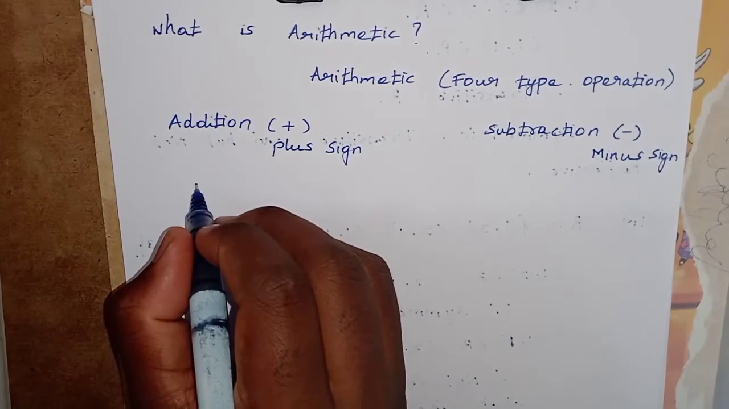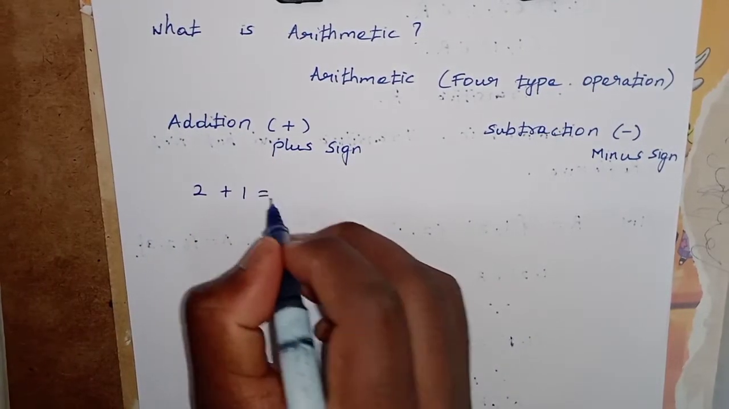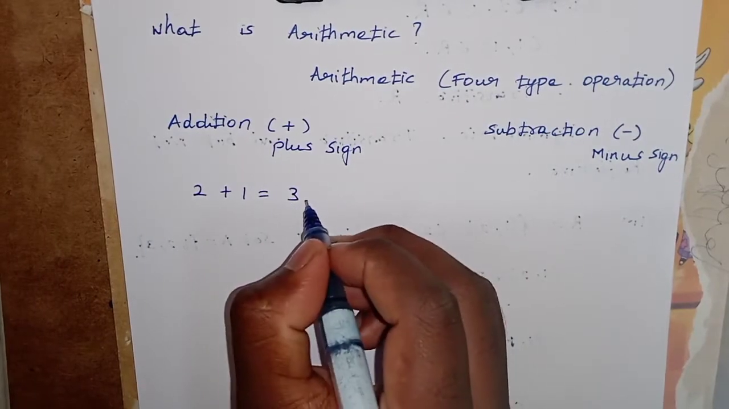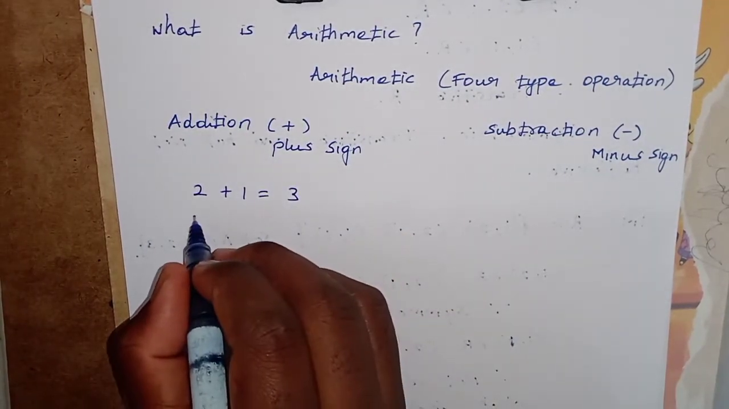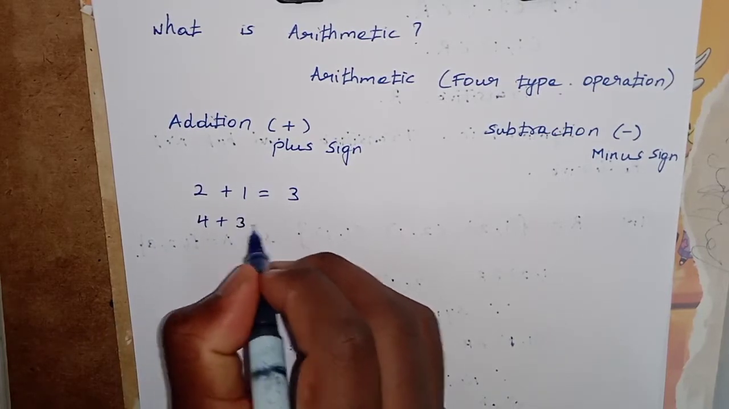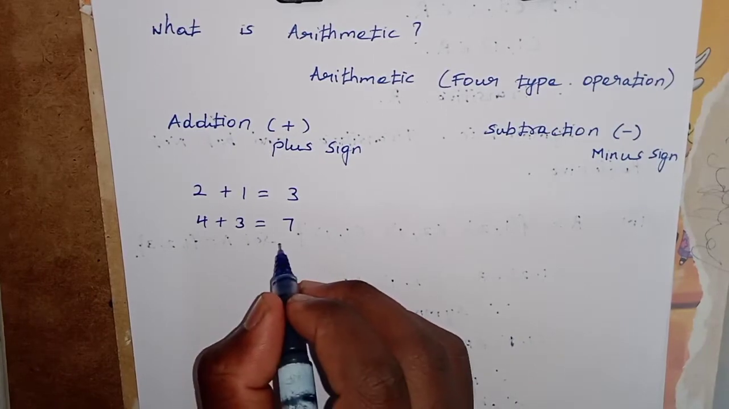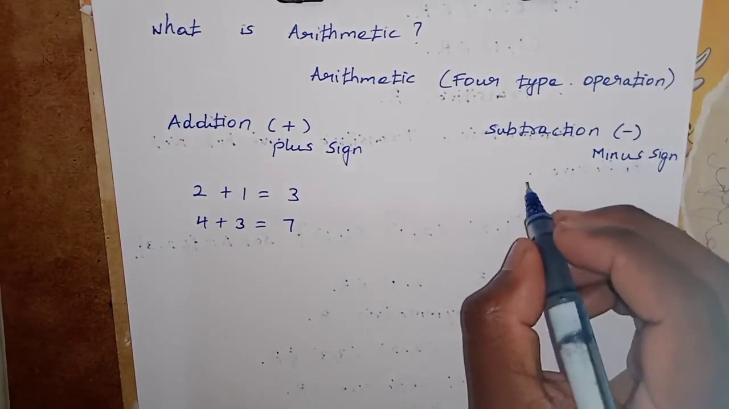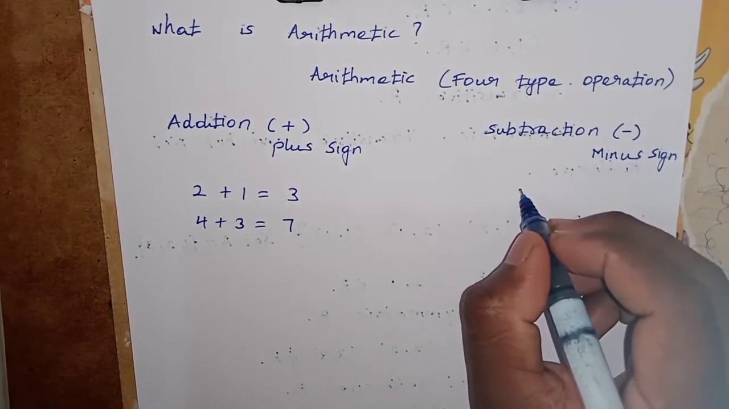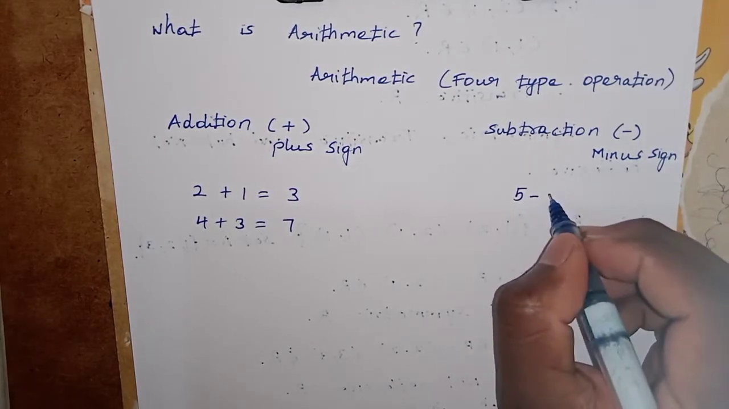Here, for example, 2 plus 1 equal to 3. Here it is addition. Next, 4 plus 3 equal to 7. This is our addition. Here, for subtraction, 5 minus 2.